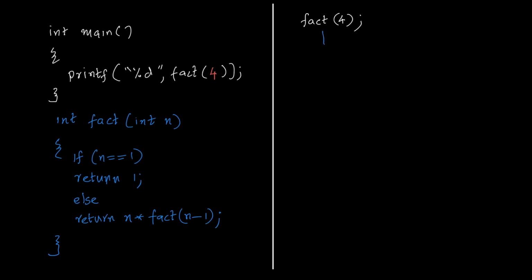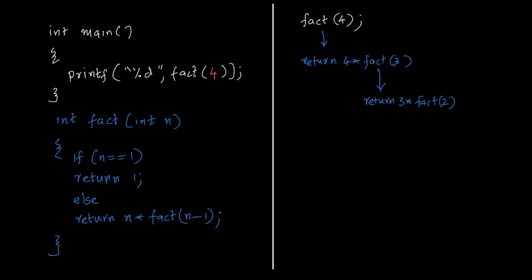Let me write that. First this returns 4 into fact3. Again when fact3 is called, this 3 will be stored into n, and again the check is made. 3 equal to 1, it is not, so this returns 3 into fact2. So let me again write fact3 returns 3 into fact2, and when fact2 is called, 2 will be copied to n.